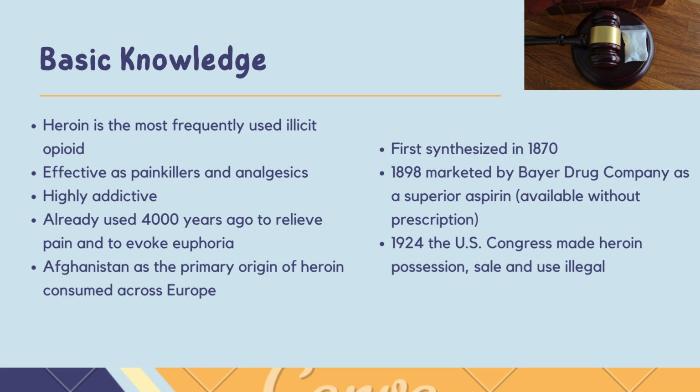It was first synthesized in 1870 and it was marketed by the Bayer Drug Company as a superior aspirin in 1898, and it was available without any prescription. But in 1924, the US Congress made heroin possession, sale, and use illegal.